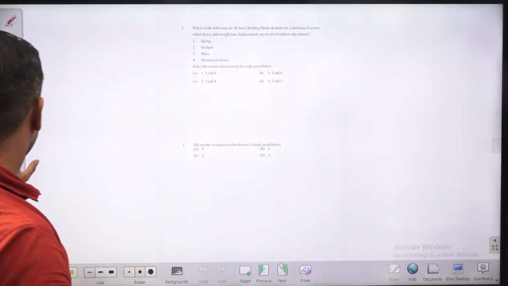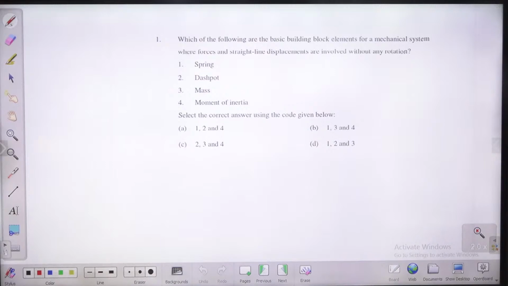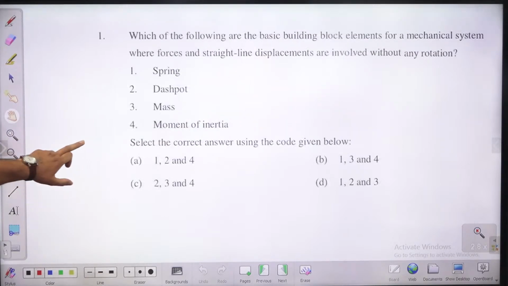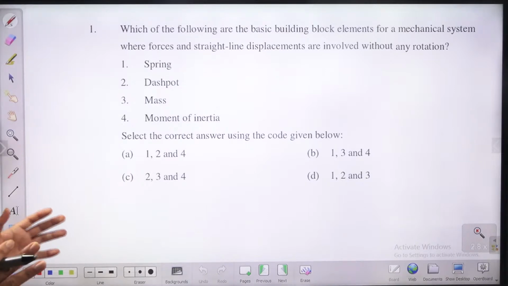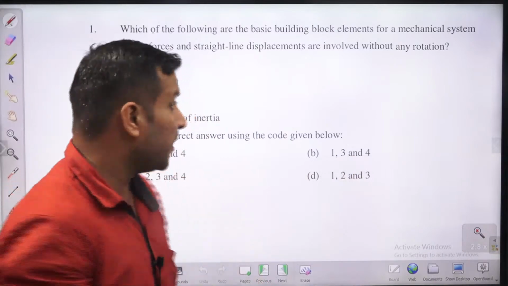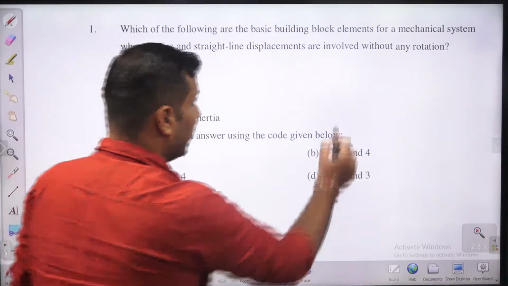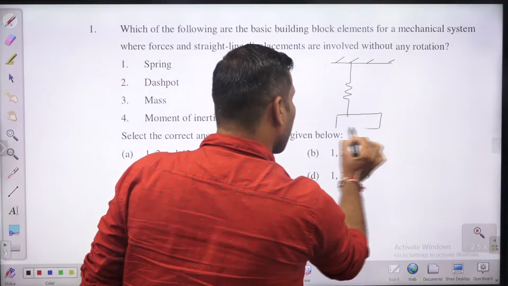So this is the first question in front of you, guys. Please read and try to answer. Which of the following are the basic building blocks of a mechanical system where forces and straight line displacements are involved without any rotation? Guys, any vibrational system, like a machine or a building, you can represent by a combination of spring, mass, and a damper system.